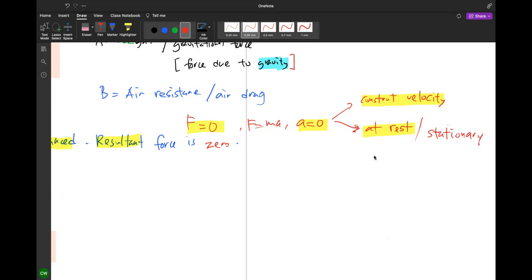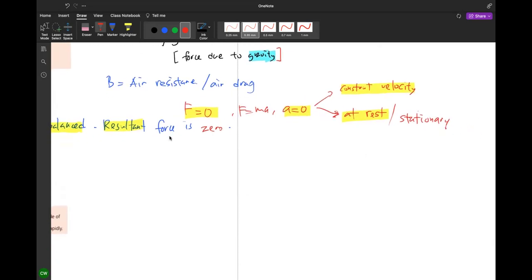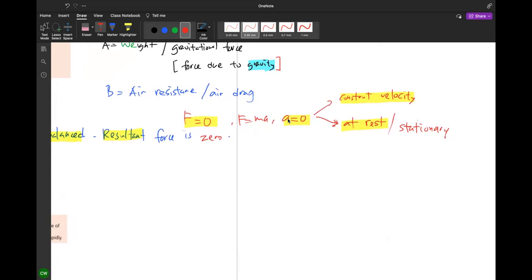Okay. So, if you want to be good in physics, you need to know how to write. 这些全部是要写进去。Stationary, constant velocity, acceleration zero, resultant force zero. Yeah, you know, copy down.